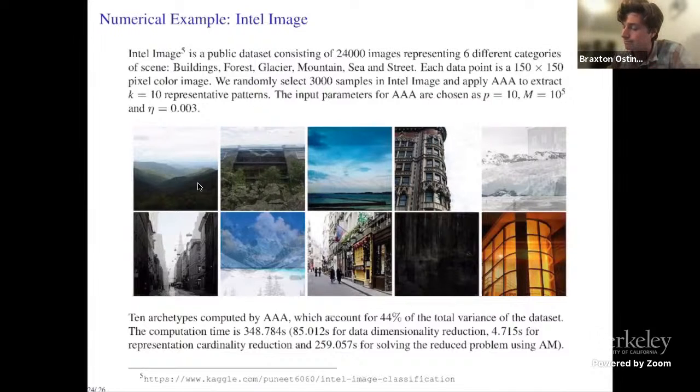And they are very different images. They are kind of extreme examples within the data set. So you can maybe interpret the other images in terms of these ones. Okay, so that's what I want to say about that.